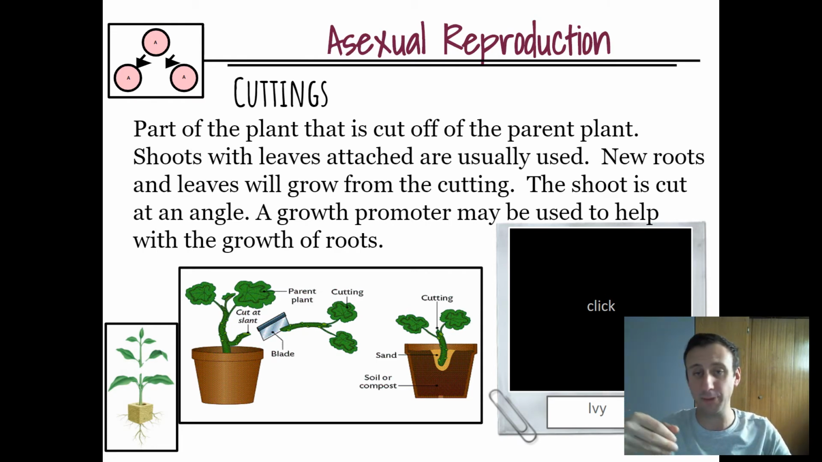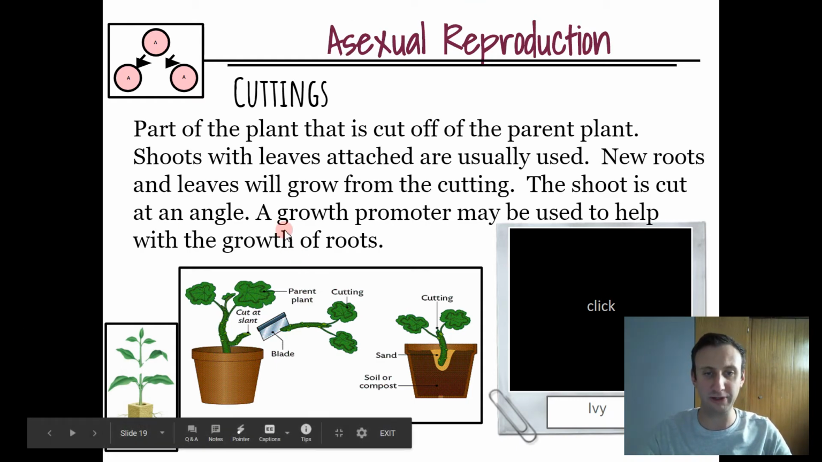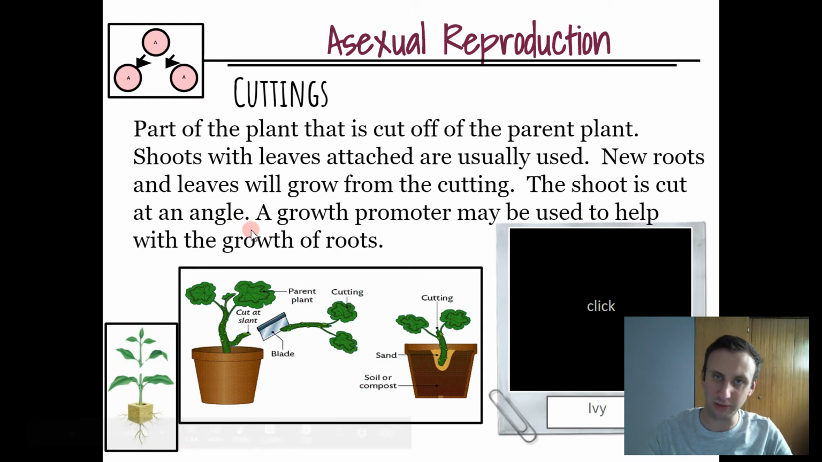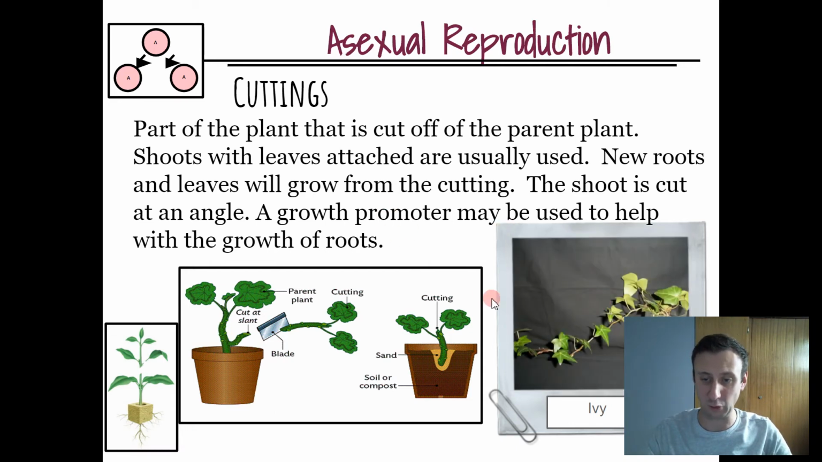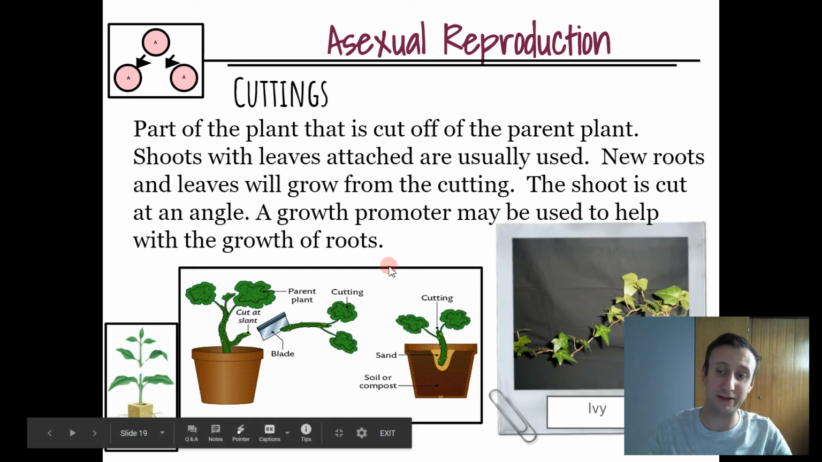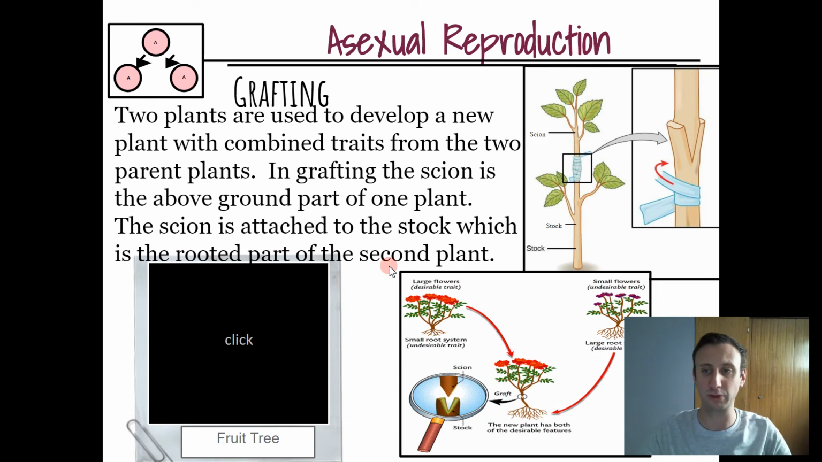So this is a way for people, when they have a plant that they think is really good, to reproduce that same identical plant. Just cut a piece off, put it in the ground or in water, and over time it's going to end up growing roots. It's important that the shoot is cut at an angle, and then you can use some kind of growth promoter like Miracle-Gro to get it started. Some plants are better than others at doing this. Ivy is an example of one that works really well for cuttings.